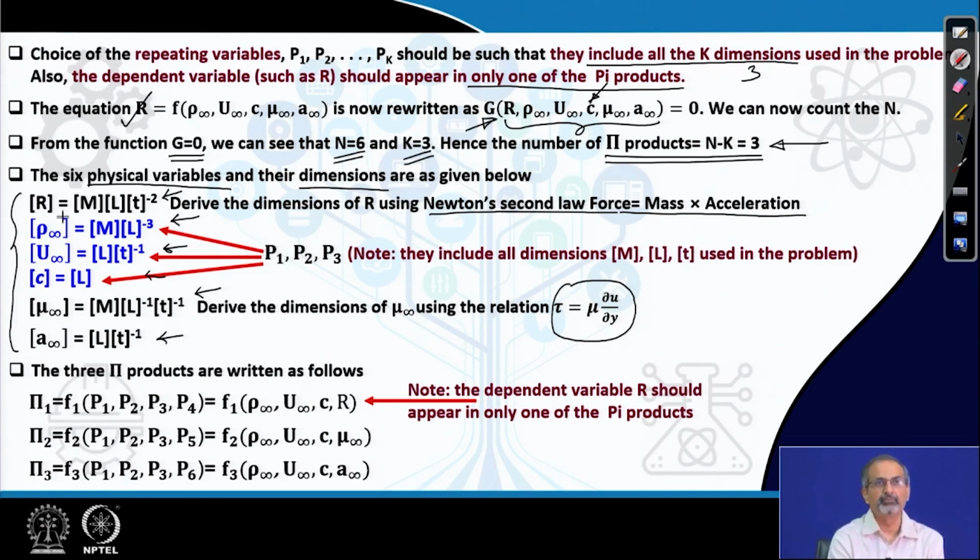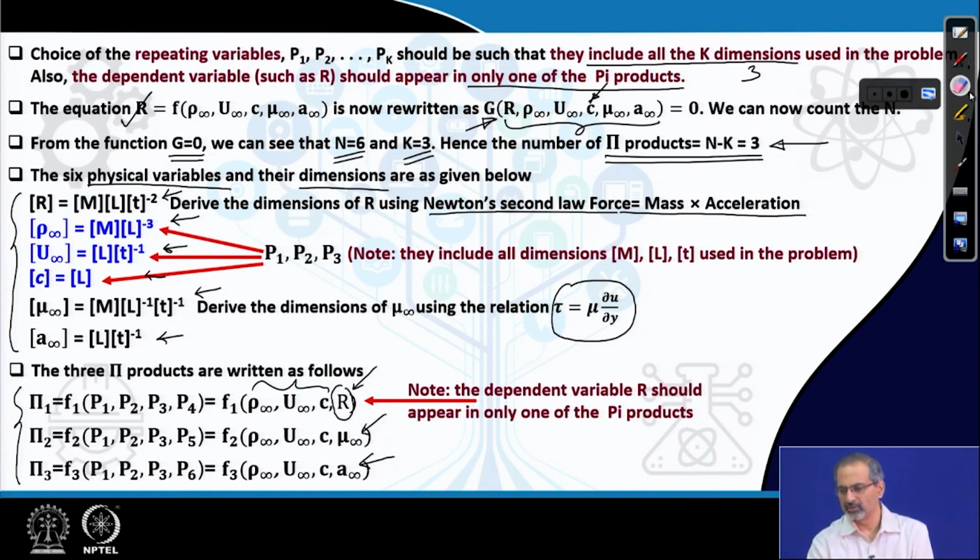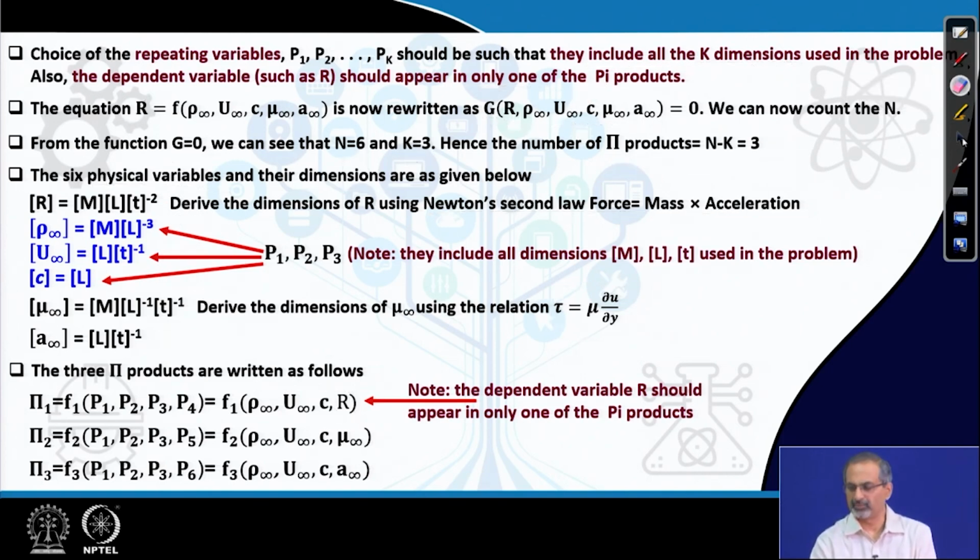We are identifying the blue colored variables as the repeating variables P 1, P 2, P 3. Why? Because if you combine them, you have M, L, T, all the k dimensions included. Now, coming to defining the pi's. So, there are 3 of them, pi 1, pi 2, pi 3. You see these are the repeating variables, and the last one is the one which is non-repeating. Only one of the pi products contains r. So, we have followed all the rules while forming the pi products.